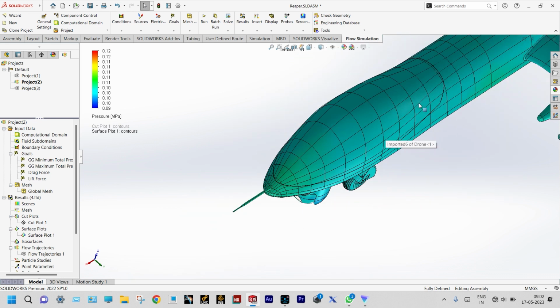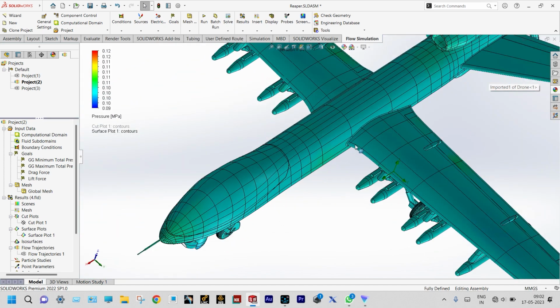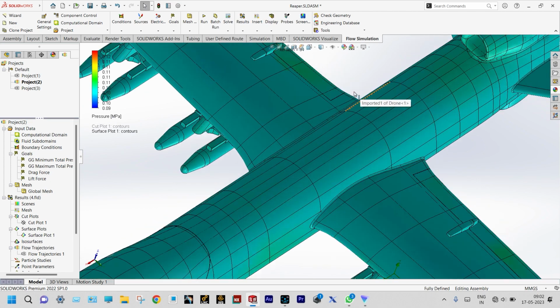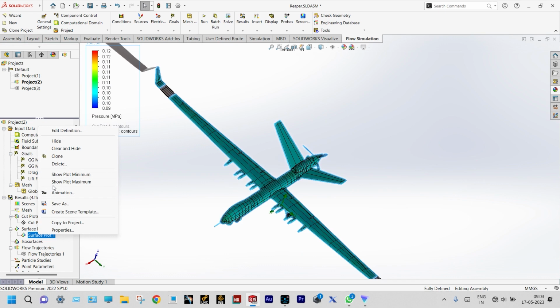Throughout all other places pressure is almost constant. At some places only you can see pressure distribution is a little different. Almost in all places pressure is equal. Here also you can see some different pressure is there, right? Clear and hide this one.